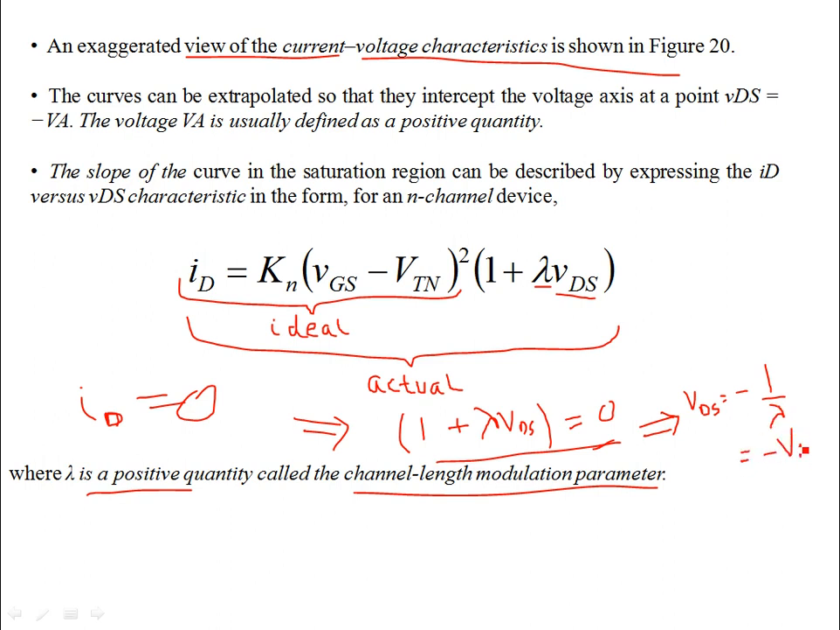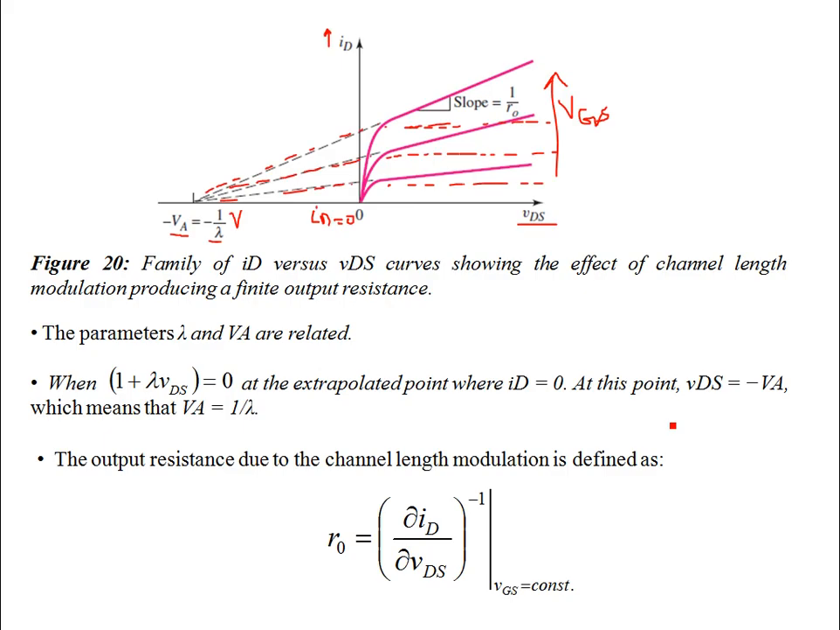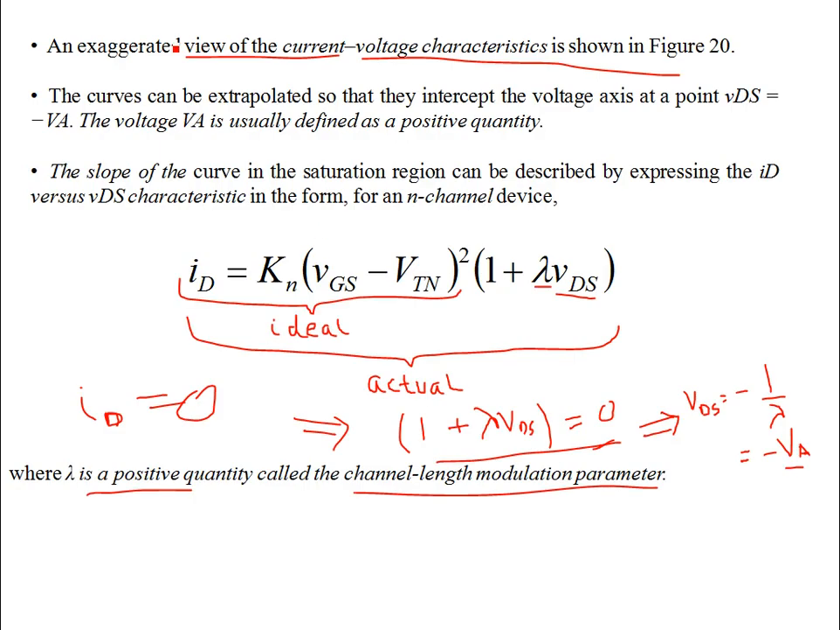So you see this V subscript capital A, we are calling this 1 over lambda, the reciprocal of the length modulation parameter, and that's actually the point on the VDS axis where all these curves, if exaggerated, converge on the voltage axis. The curves are extrapolated, so they intercept the voltage axis at VDS equal to minus VA. That's a hypothetical point where all the curves are intersecting the voltage axis. The voltage VA is usually defined as a positive quantity.